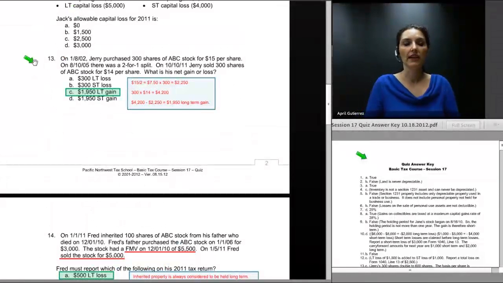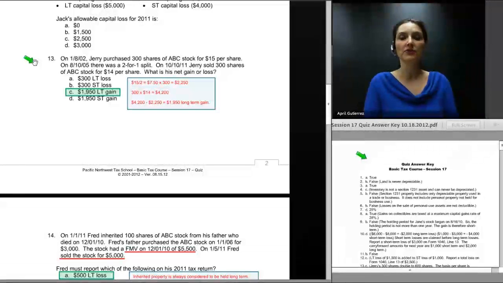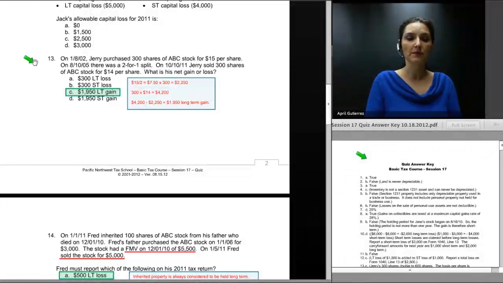The next question we're looking at is question number 13. On 1/8/02, Jerry purchased 300 shares of ABC stock for $15 per share. Then on 8/10/05, there was a 2-for-1 split, and on 10/10/11, Jerry sold 300 shares of ABC stock for $14 a share. So what is his net gain or loss?